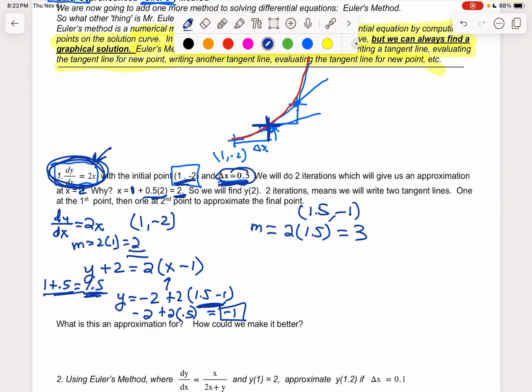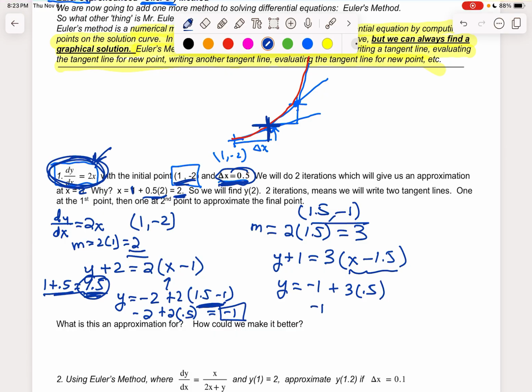Okay? So if we go ahead and now do our tangent line based on our slope of 3 and our new point, that's going to be y plus 1 is equal to 3 times x minus 1.5. So I'm going to go a half a unit over. If we were at 1.5 and we go a half to the right, we plug in 2, and this just becomes 0.5. So if I compute my new value, I move this over and I get negative 1 plus 3 times 0.5.